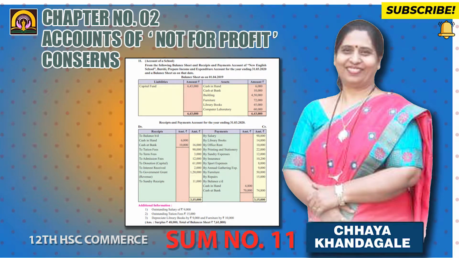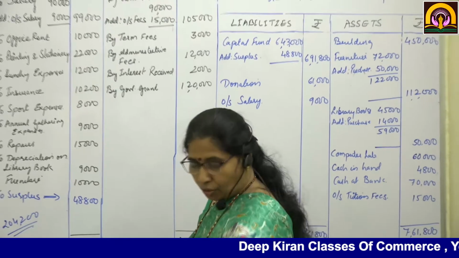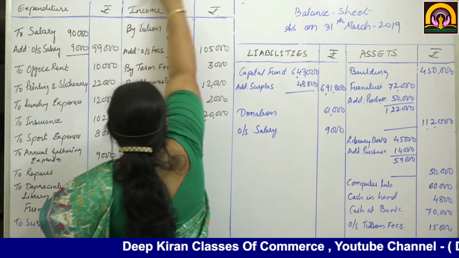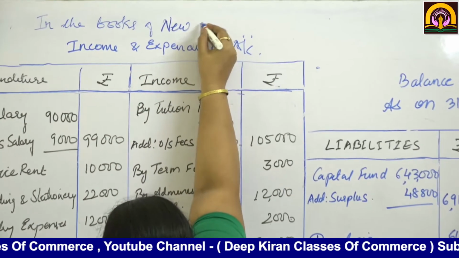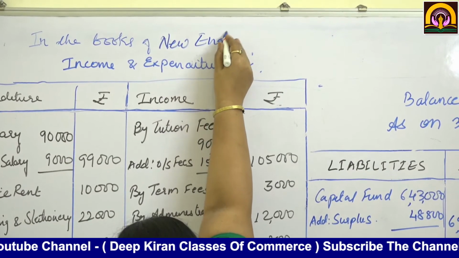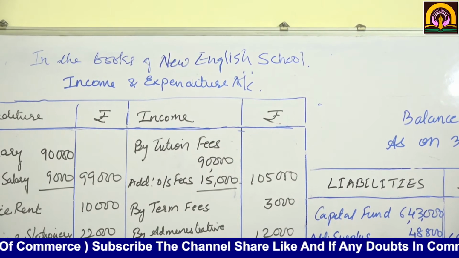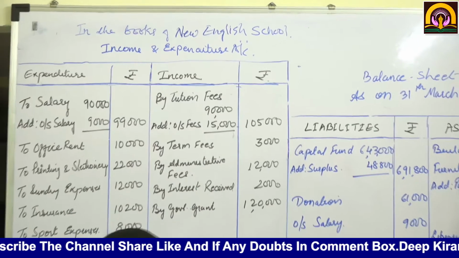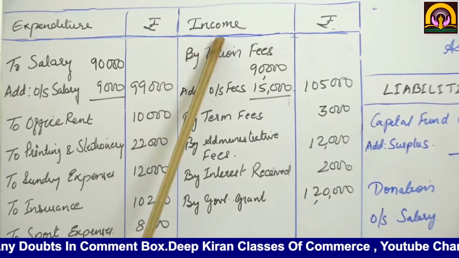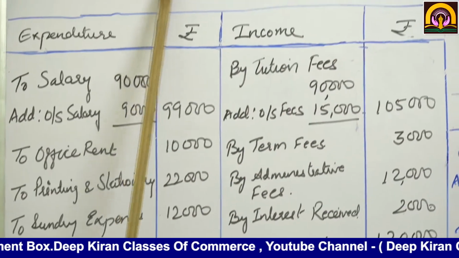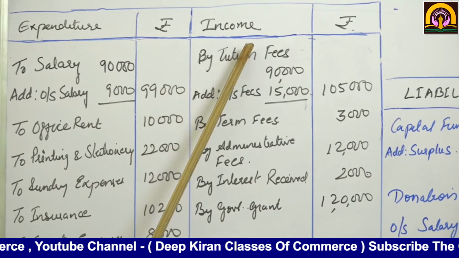Okay. Now see, in the books of New English School, I'll write here New English School. Okay, now we'll start with the sum. Income and expenditure account, expenditure rupees, income rupees.